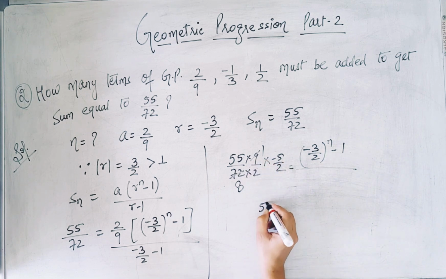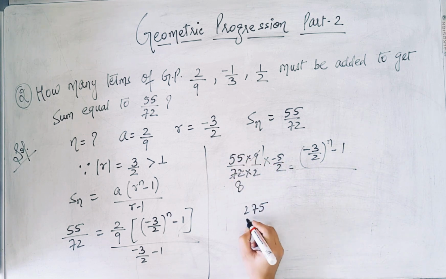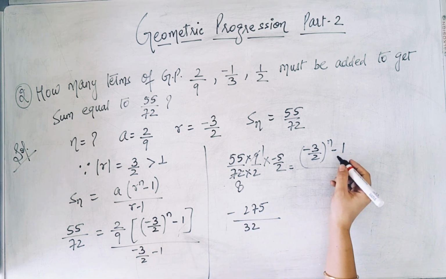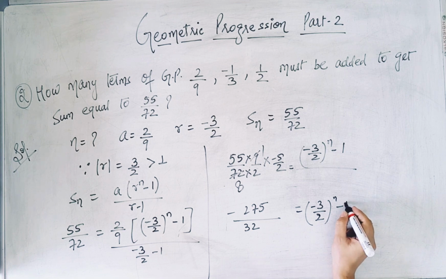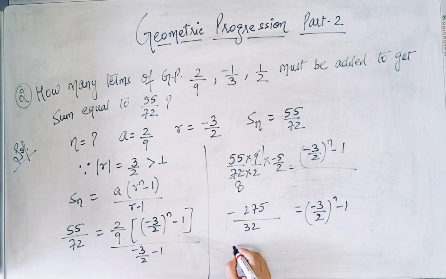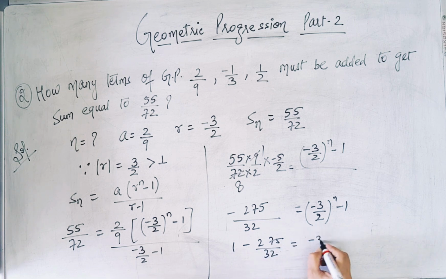5 fives are 25, 2 carry 2, so 275 by 32 and this is in minus. Now what we'll do, this is minus 3 by 2 to the power n minus 1. This minus 1 will come to this side. So 1 minus 275 by 32 equals minus 3 by 2 to the power n.